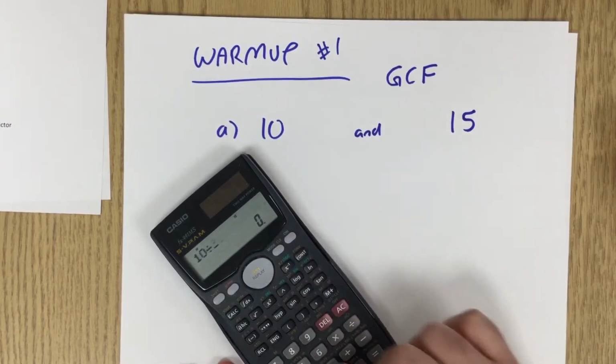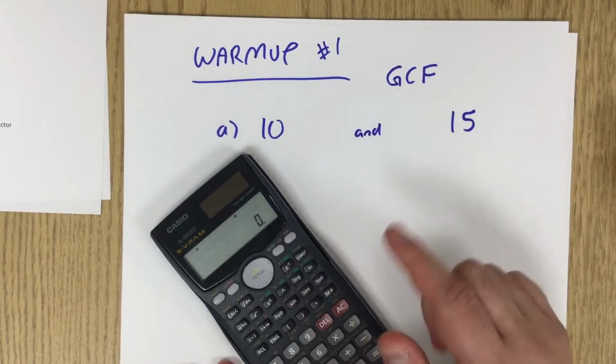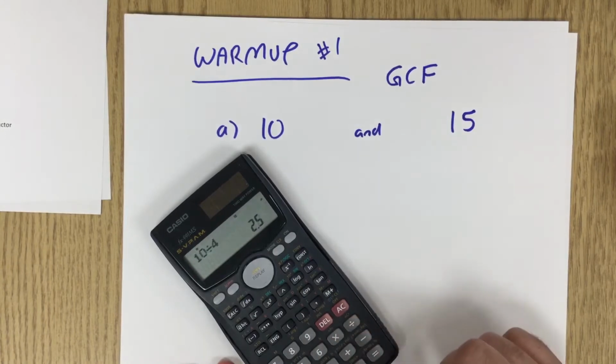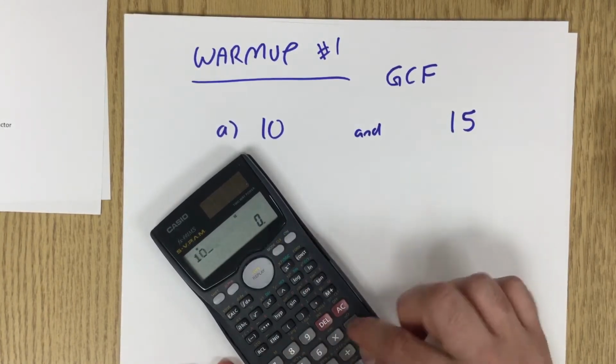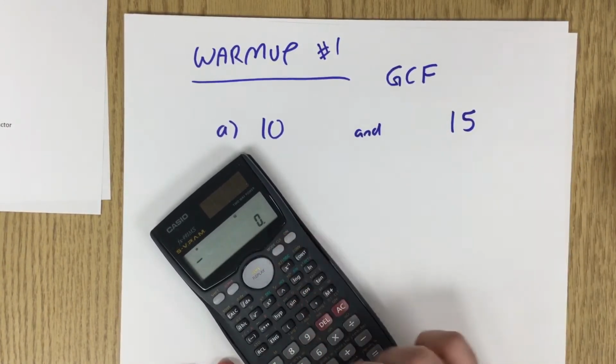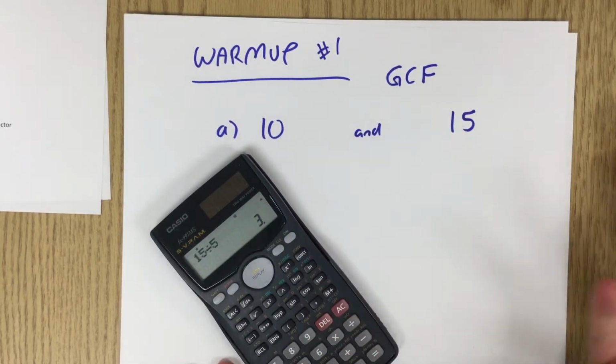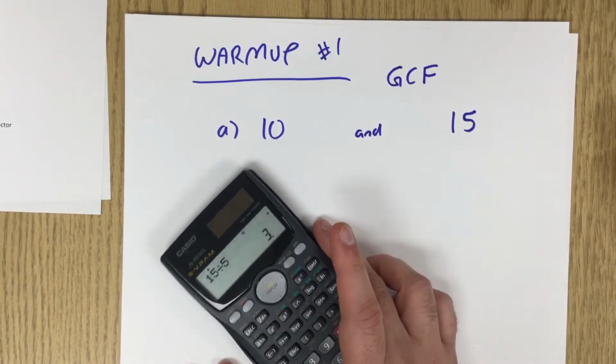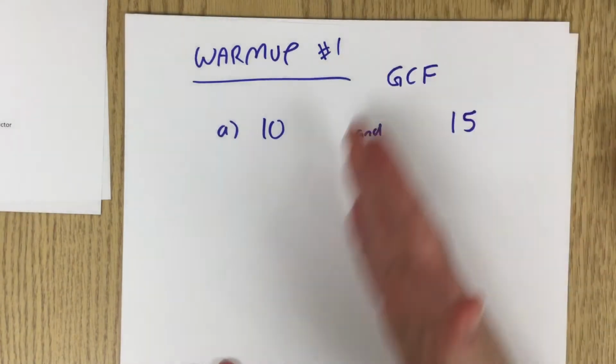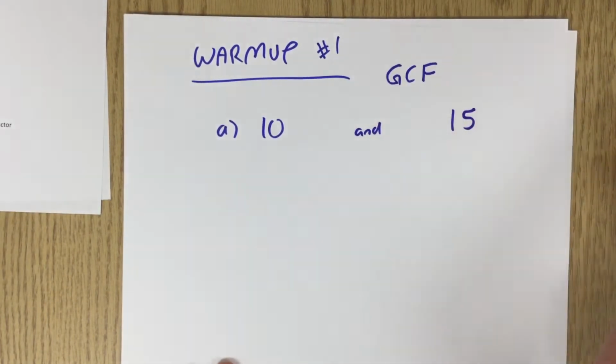3, 10 divided by 3, nope, that's ugly. 10 divided by 4, nope, that's ugly. 10 divided by 5, oh, that's pretty. 15 divided by 5, also pretty, okay. So 5 would go into both of them. So for example, the greatest common factor of this would be 5. So the answer is 5.